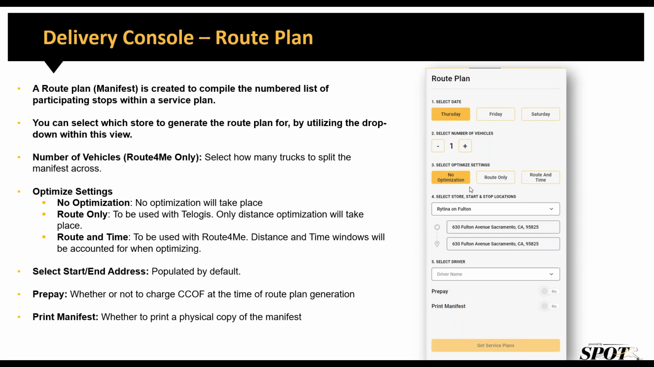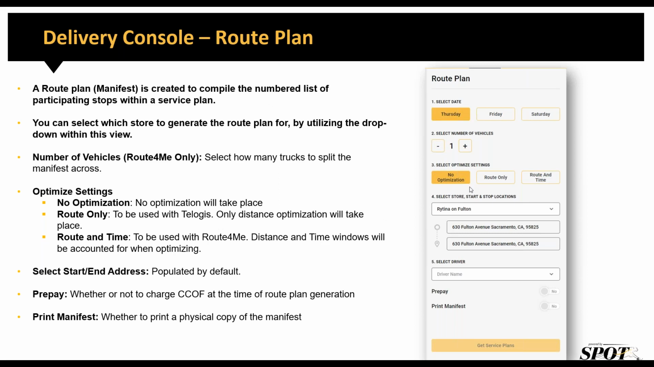The next section is fairly easy to understand. We're just selecting what store we're going in to validate which service plans we want to grab. The next section is the start and the stop addresses on our route for today. And this is usually by default set to the store address where the service plans exist. Number 5 is select driver. Who is going to be the driver operating the route today?